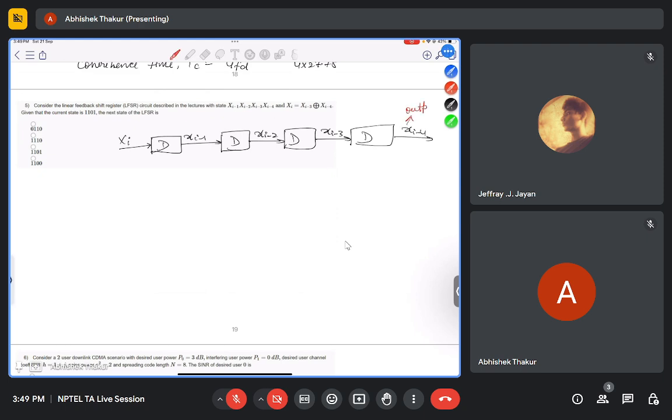Now the output also provides the feedback to the input, so that is the XOR value of xi minus 3 and xi minus 4, and this feedback is given to the input. So finally our xi is xi minus 3 XOR xi minus 4.